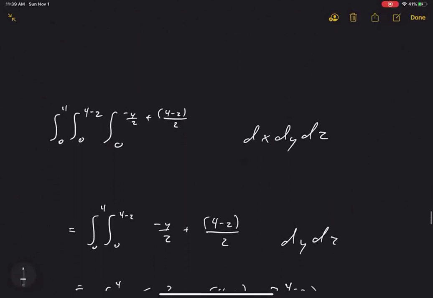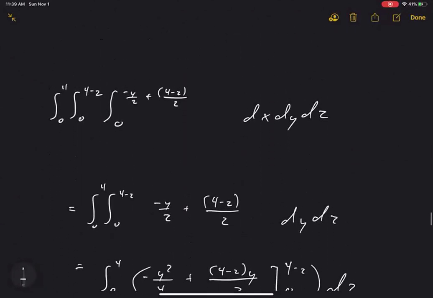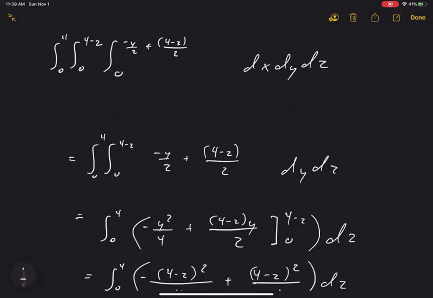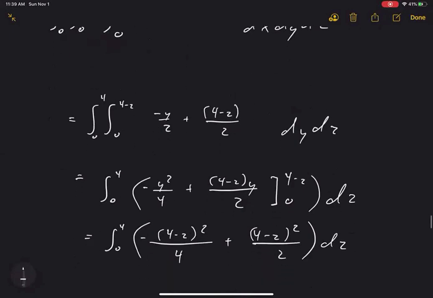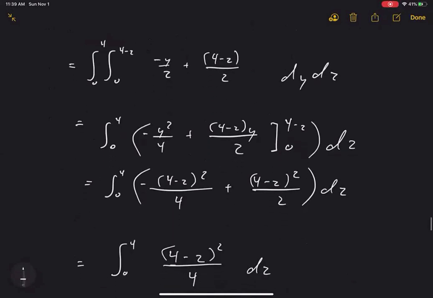I integrate with these bounds, and then the rest is just normal integration. So I'm integrating the number 1 essentially. First I'm integrating in terms of x, and what do I get? I'll get negative y over 2 plus 4 minus z over 2. Now I'm integrating all that in terms of y, which brings me here. And I plug in my bounds once I've found that integral.